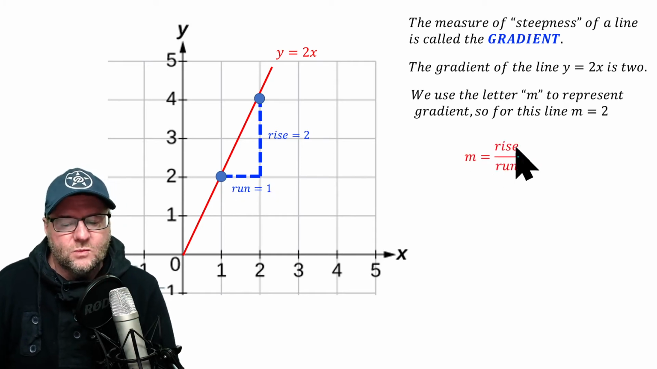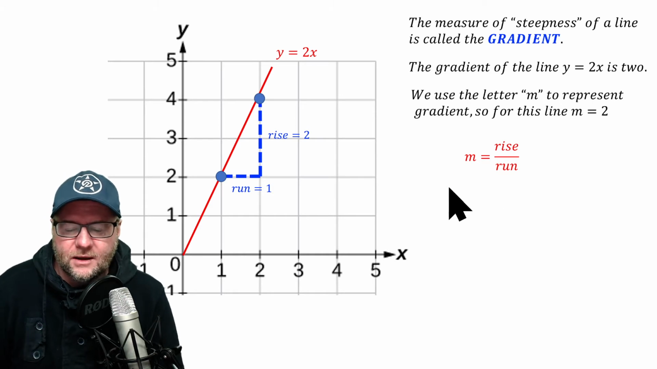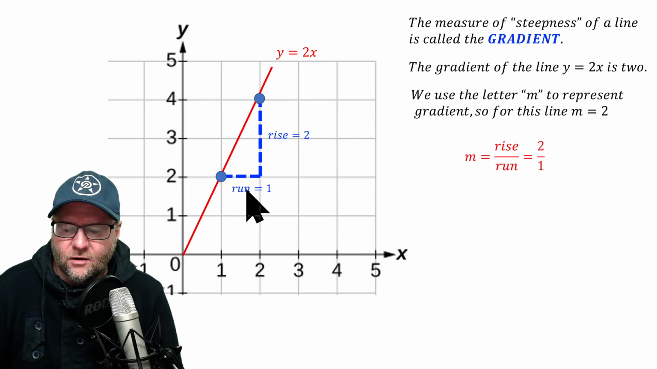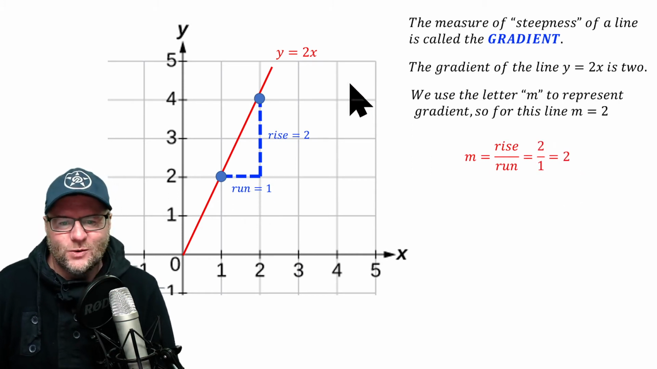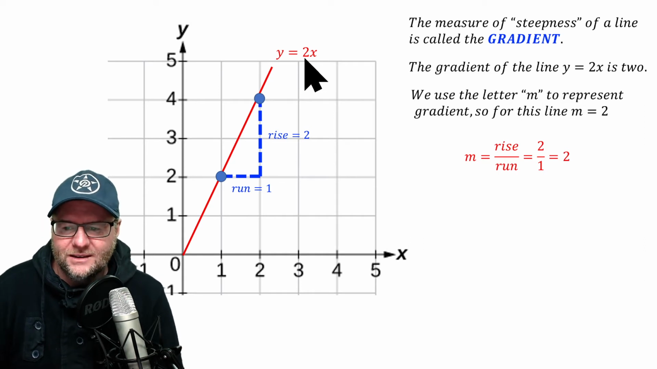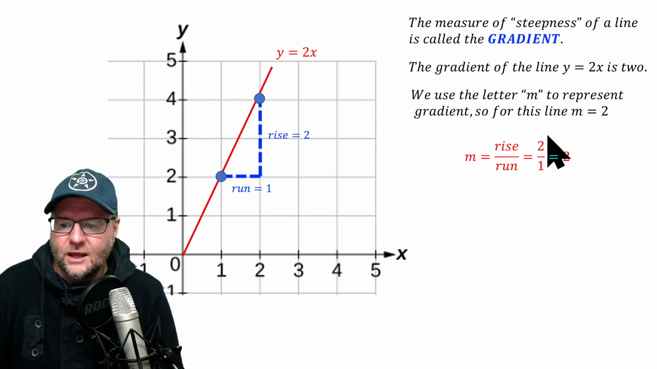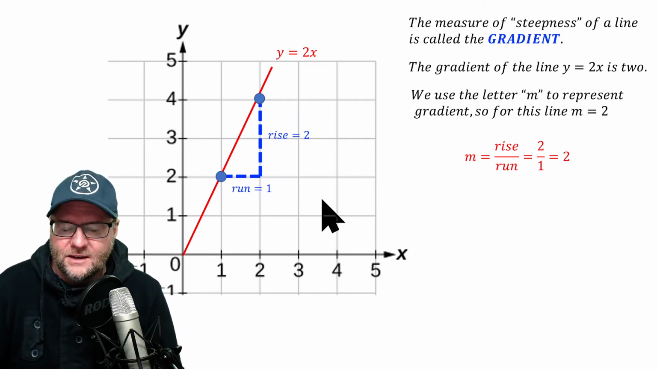Now this is important because we have a little formula that you should remember and know how to use. We can also calculate the gradient by creating a fraction with the rise on top and the run on the bottom. Now in this case, I've got a rise of 2 and a run of 1. 2 over 1 also equals 2. And there it is again. It was the number we had up here. It was our number of how many we had to go up whenever I came across 1. And I can also calculate it by rise over run.